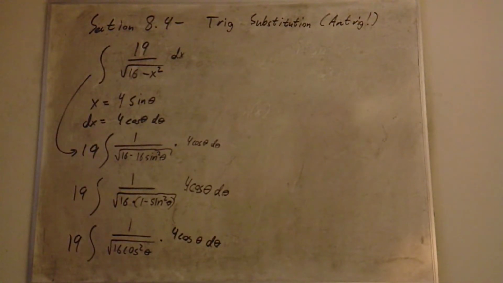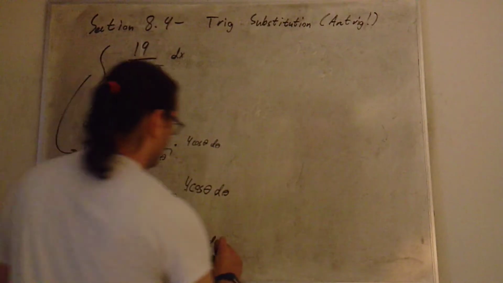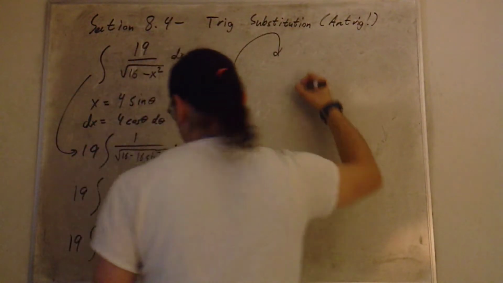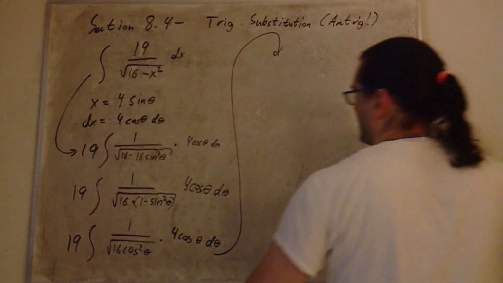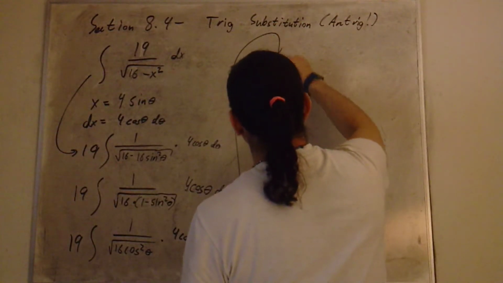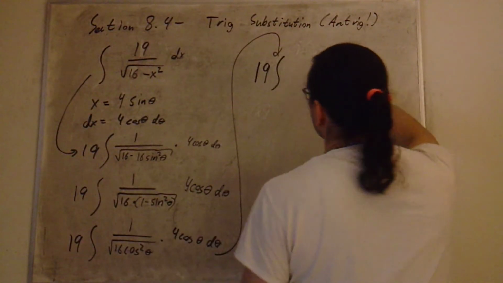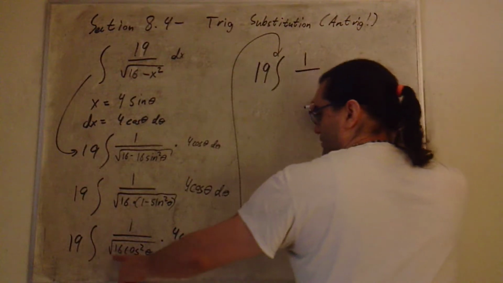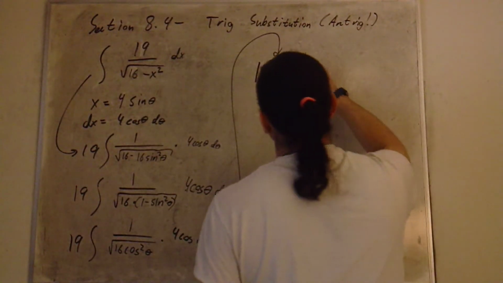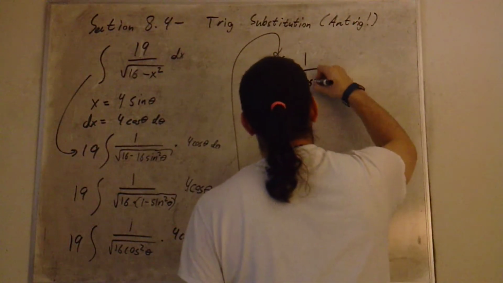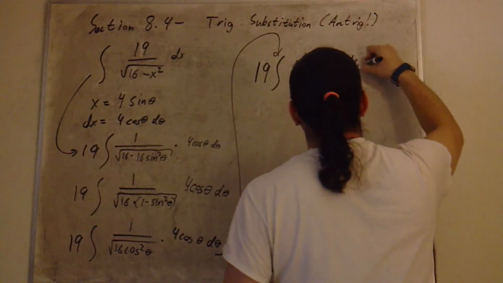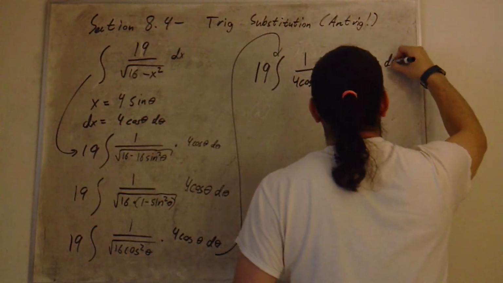Hopefully some of you can see where this is going. Square root of 16 cosine theta. Let me do the 19 first. 19. This is going to be 1 over the square root of 16 cosine theta squared is 4 cosine theta times 4 cosine theta d theta.